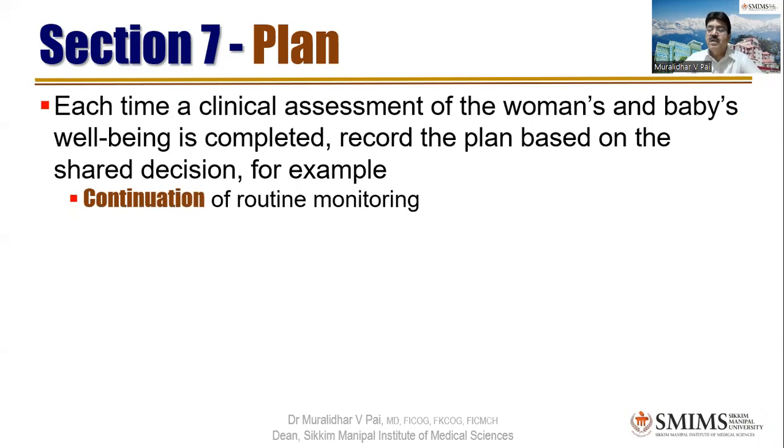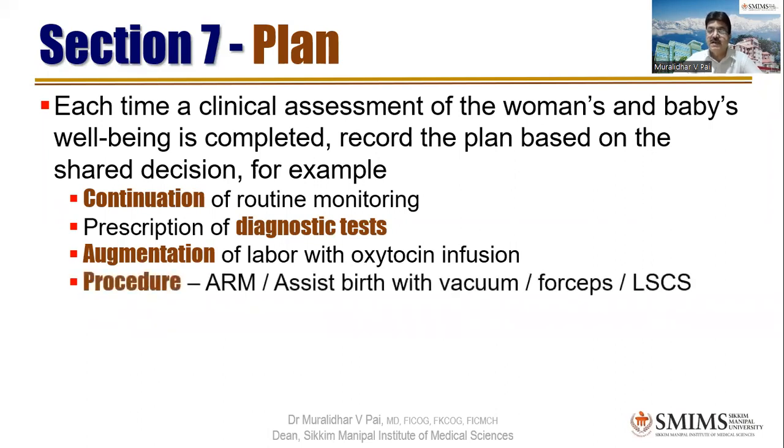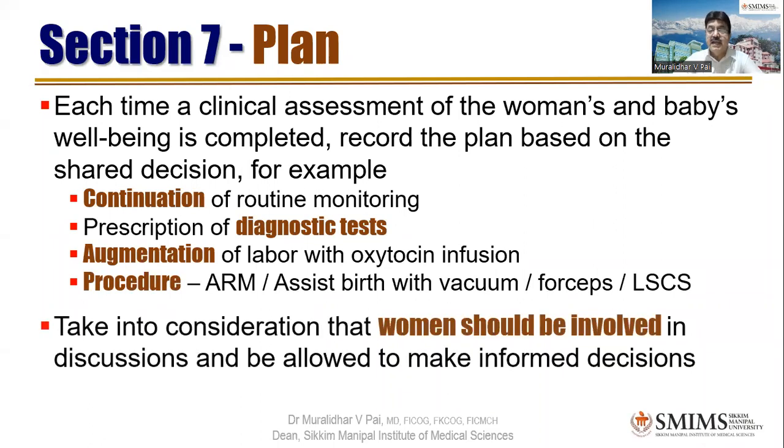For example, continuation of routine monitoring, prescription of diagnostic tests, some more tests you want to do, augmentation of labor with oxytocin infusion after ARM, procedures like ARM, assisted birth with vacuum, forceps or LSCS, whatever it could be. Take into consideration that women should be involved in discussions and be allowed to make informed decisions. This is very, very important.